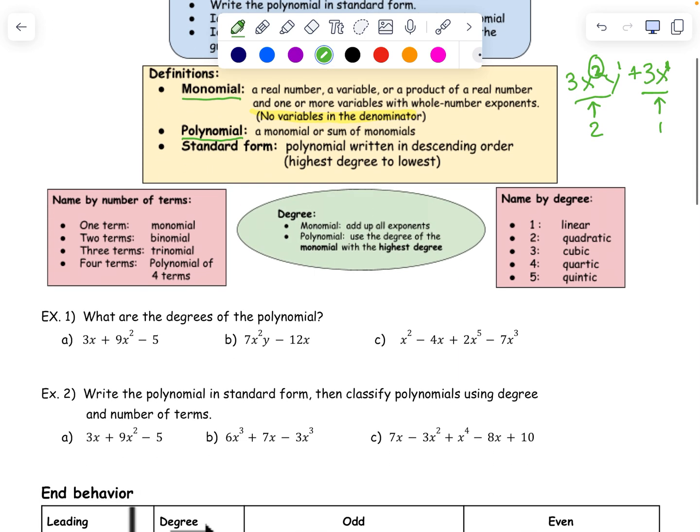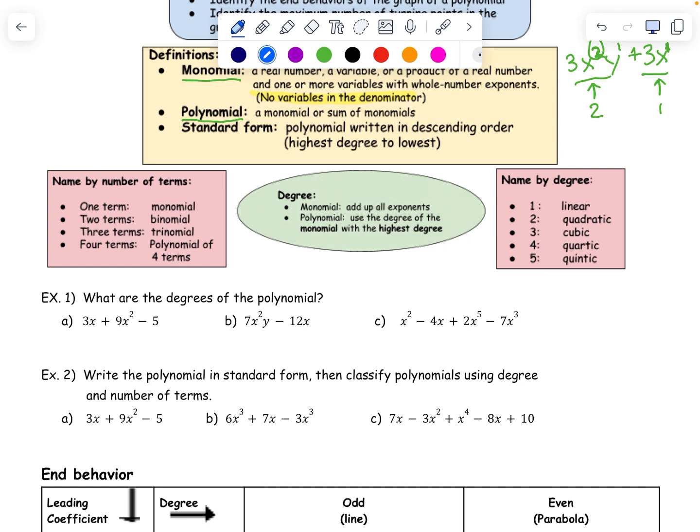Here's some vocab. If we have one term, it's a monomial, 2 terms binomial, 3 terms trinomial, 4 terms polynomial with 4 terms, and 5 terms is the same. If something has degree 1, it would be linear, degree 2 quadratic, degree 3 cubic, degree 4 quartic, degree 5 quintic, and there's more, but these are the ones that we're going to highlight.